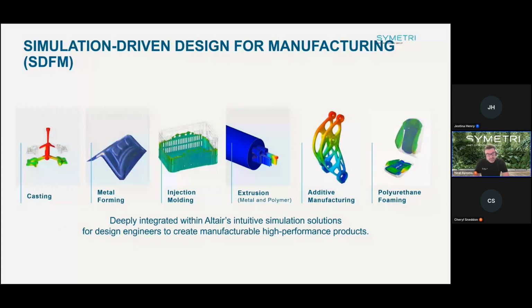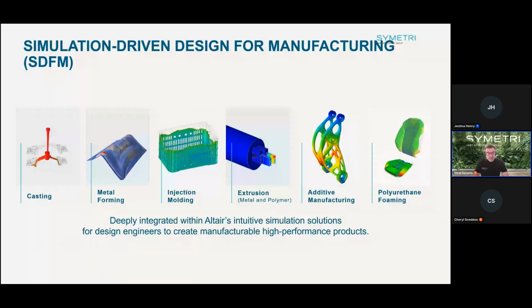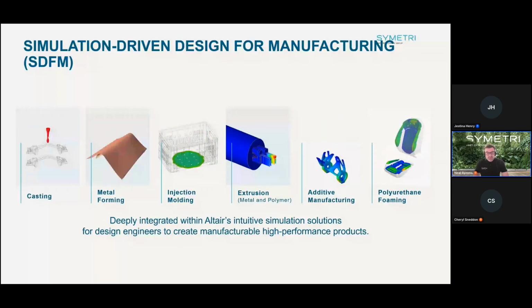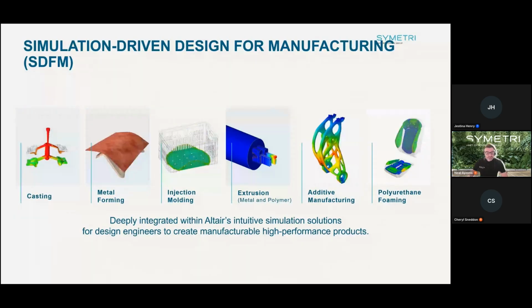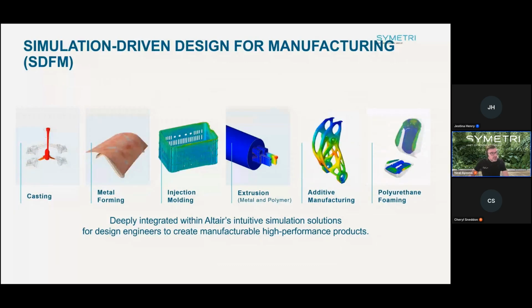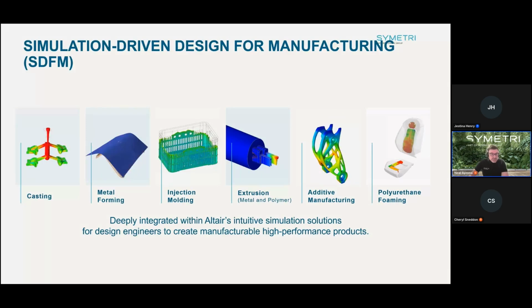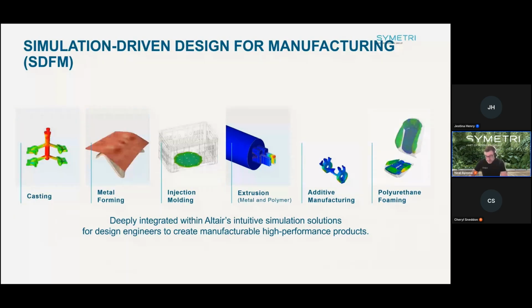And last is polyurethane foaming. Simulation in this process can be used to predict foam expansion, cell structure, and material properties, enabling optimization of the foaming process, but ultimately achieving desired product characteristics. So some key benefits of this simulation-driven design process are reducing prototype and testing costs, improved product quality, faster time to market, and increased efficiencies.